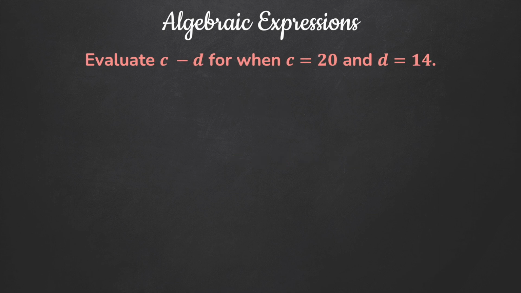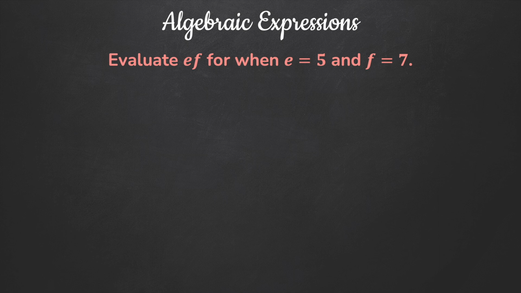Next, we have evaluate c minus d for when c is equal to 20 and d is equal to 14. So here we have an expression with subtraction. We know that c is equal to 20, so we're going to substitute c for 20. And we know that d is equal to 14, so we're going to substitute d for 14. And 20 minus 14 is equal to 6.